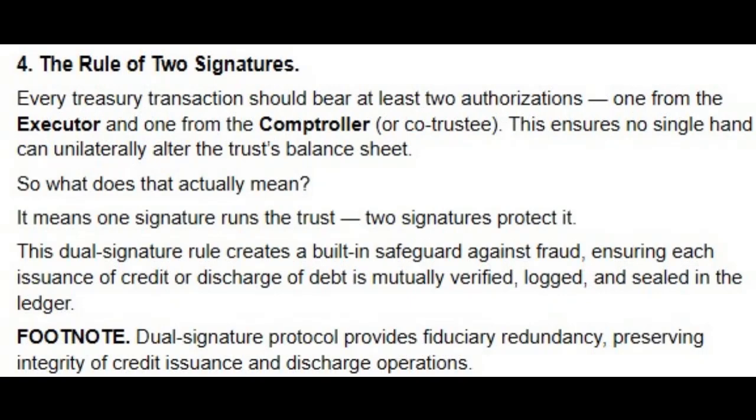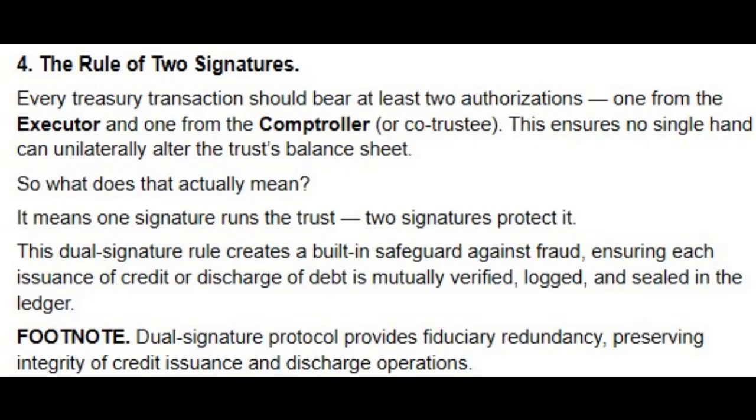4. The rule of two signatures. Every treasury transaction should bear at least two authorizations, one from the executor and one from the comptroller, or co-trustee. This ensures no single hand can unilaterally alter the trust's balance sheet. So what does that actually mean? It means one signature runs the trust, two signatures protect it.